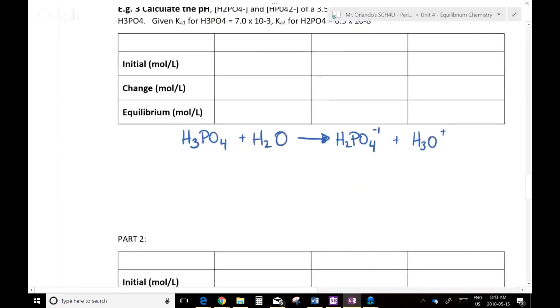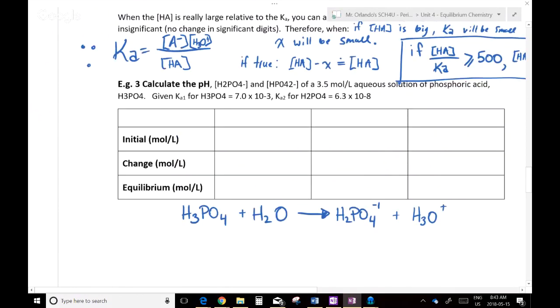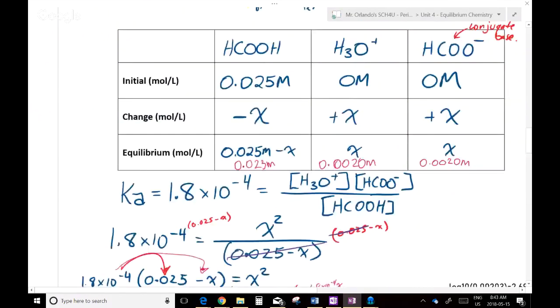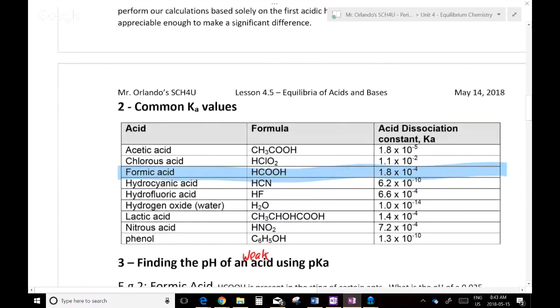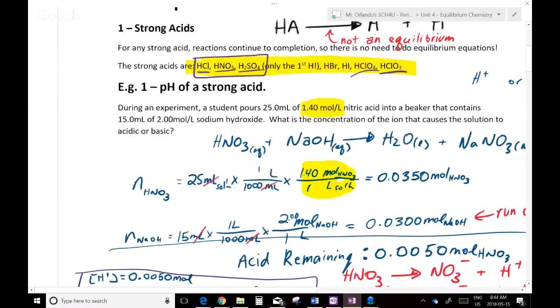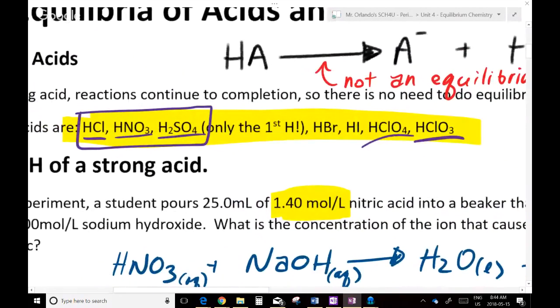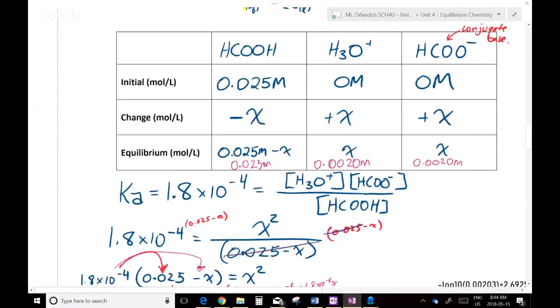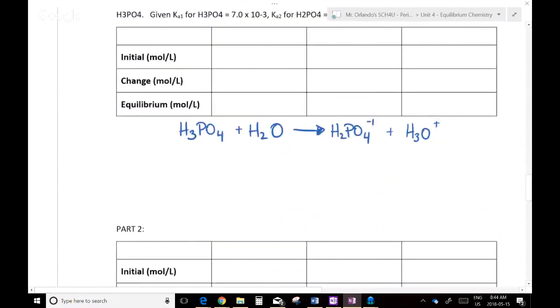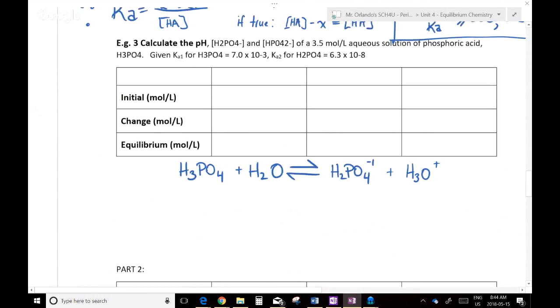And then once we've done that, oh, and of course, I've drawn a straight arrow. Was that smart? No. Is this a strong acid? Let's go check from a strong acid list. Oh, where is our strong acid list? Oh, it's right at the top. Is phosphoric acid one of our strong acids? No. So this is not a straight line. This should be an equilibrium, right?